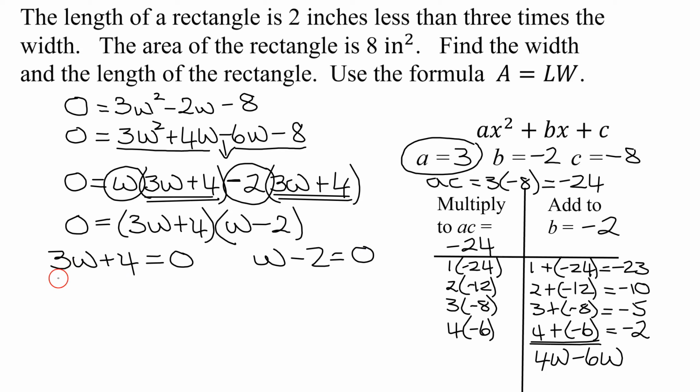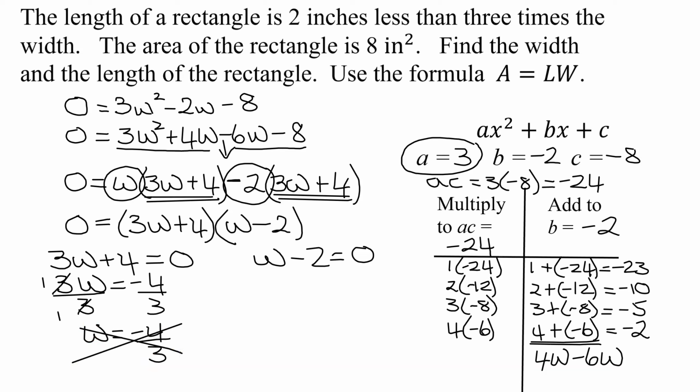So the first one, you subtract 4 from both sides. 3W equals negative 4. Divide both sides by 3. You get W equals negative 4/3. Remember, W represents the width of the rectangle. Can you have a width of a rectangle that's negative 4/3 of an inch? No, that does not make sense. So that is not a solution. And our second factor, W minus 2 equals 0. Add 2 to both sides, you get W equals 2. That's a valid solution, inches.